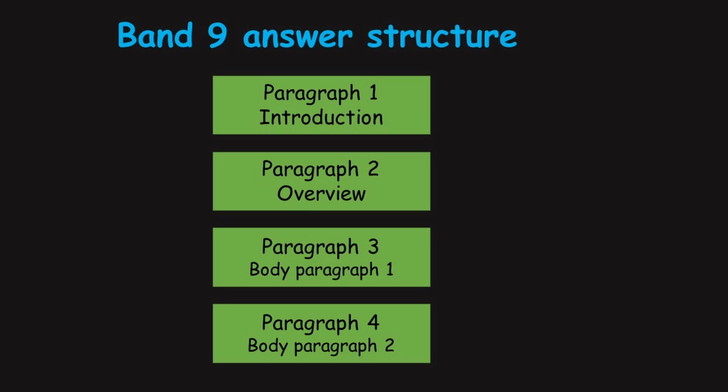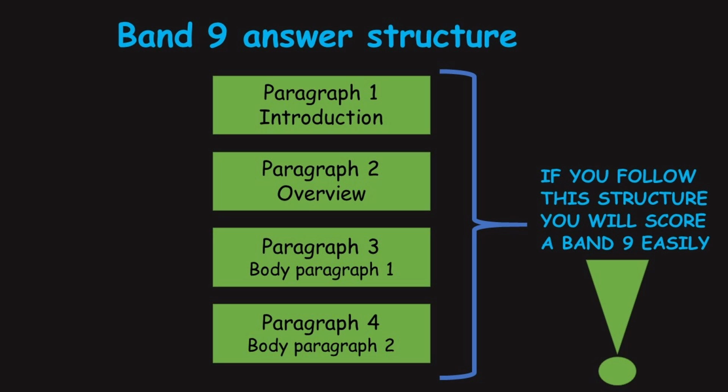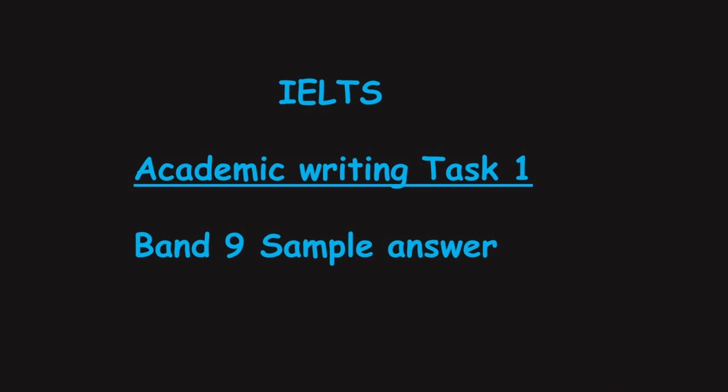Ideally, the report should consist of 4 paragraphs: introduction, overview, body paragraph 1, and body paragraph 2. By following this structure, scoring a Band 9 is not an issue. It is time to look at the example.